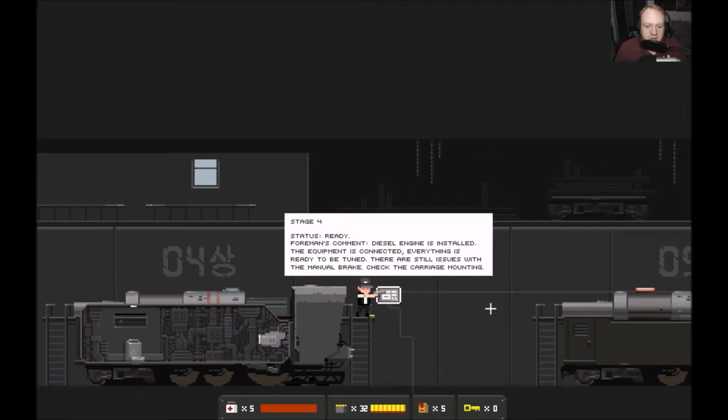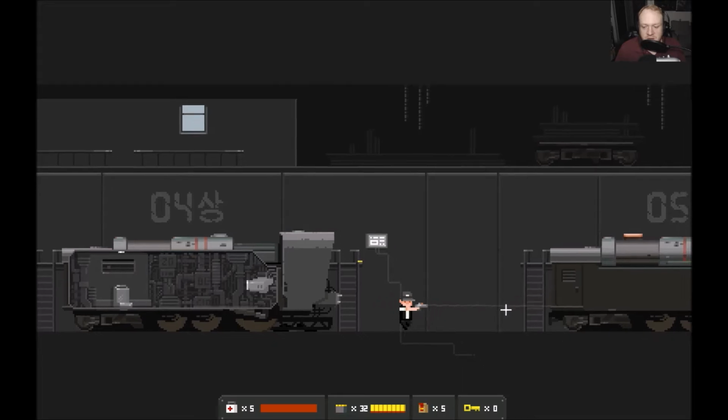Stage 4, status ready. Foreman's comment. Diesel engine is installed. The equipment is connected. Everything is ready to be tuned. There are still issues with the manual brake. Check the cargage. Or carnage? Carnage mounting? Or carriage mounting?